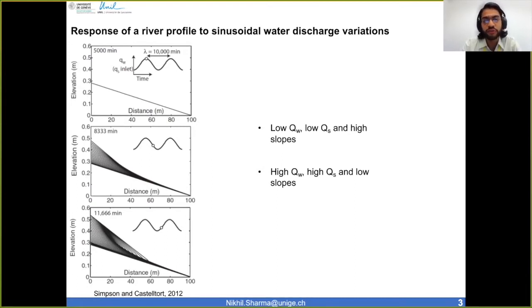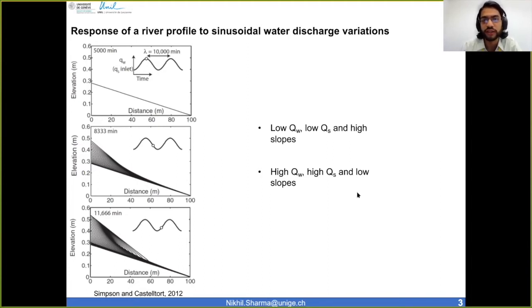And what we observe is as the water discharge decreases, in the second plot here, we see that sediment begins to accumulate upstream, and we observe that the slope increases. As water discharge begins to increase, the sediments which are stored upstream are flushed downstream, and the resulting profile would be a much flatter one.